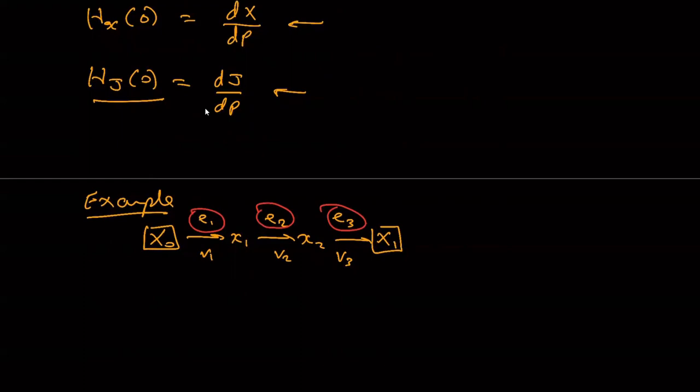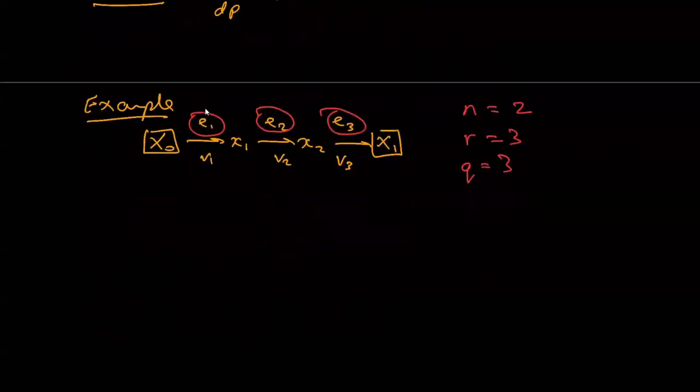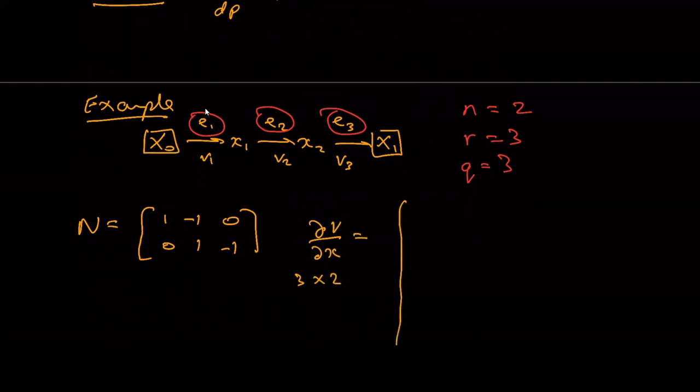As we did before, I need some of the numbers. I know that the number of state variables is 2, the number of reactions is 3, and the number of inputs is 3: E1, E2, and E3. I'll need the stoichiometry matrix N, and for this one, it's 1, -1, 0, 0, 1, -1. The dV by dx matrix will be a 3 by 2.